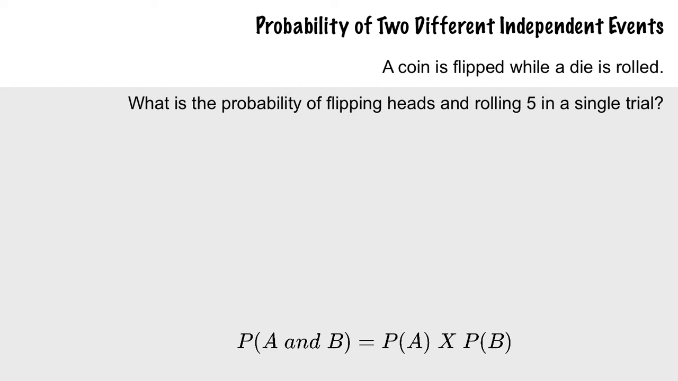The probability of 2 different independent events. A coin is flipped while a die is rolled. What is the probability of flipping heads and rolling 5 in a single trial? Flipping heads is 1 over 2. Rolling a 5 with a 6-sided die, you can get 5 only one way out of a possible 6 outcomes. The word "and" means to multiply, so that probability would be 1/12.